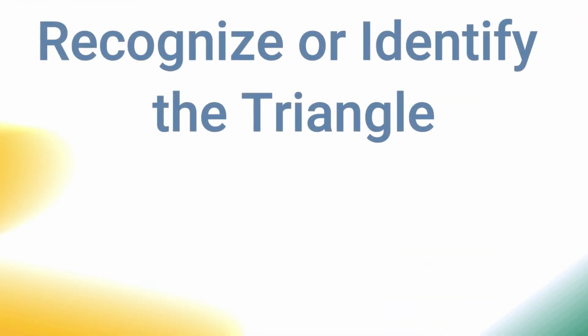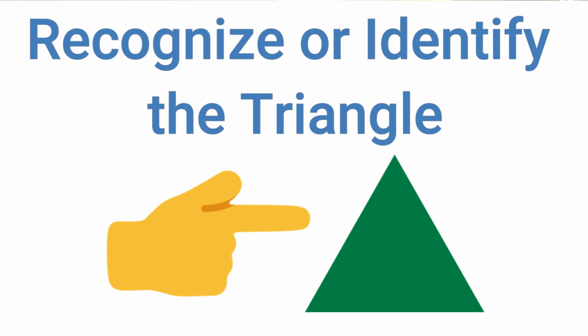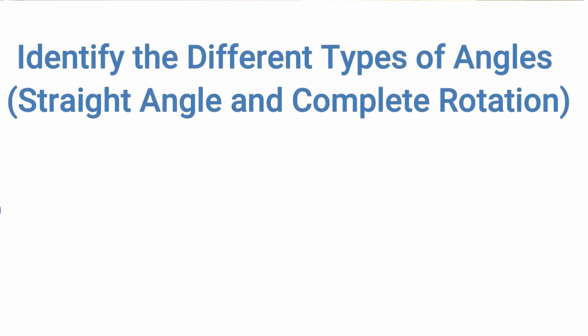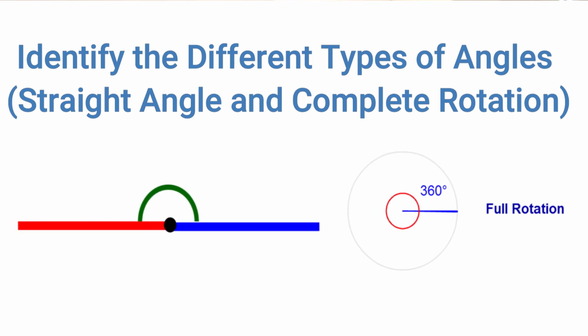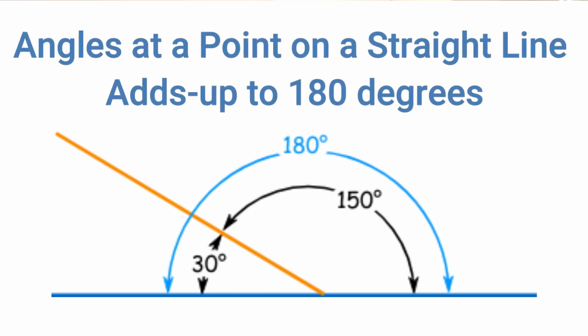Some of these things include that they should be able to identify a triangle. They should know what it is and how many angles make up a triangle. They should also be able to identify the different types of angles, especially a straight line angle and a complete rotation. They should know that a complete rotation measures 360 degrees. In addition, they should be able to recall that the angles at a point on a straight line add up to 180 degrees. They should also be familiar with terms such as vertex or vertices, and angles.